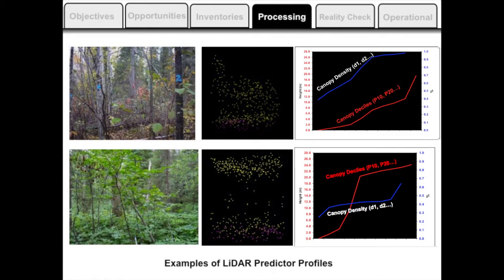This is an idea of two different stand situations and how two of those predictors are related. You can see the point cloud on this upper one, and you have this pattern, and you can see how the canopy density, the blue line, represents that structure, versus the one on the bottom, where the canopy density line represents a more open structure at the bottom, but a much heavier canopy. So these relationships represent those two different scenarios when we do our modeling.